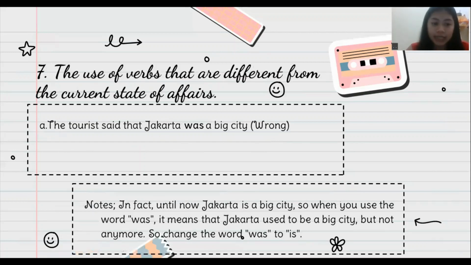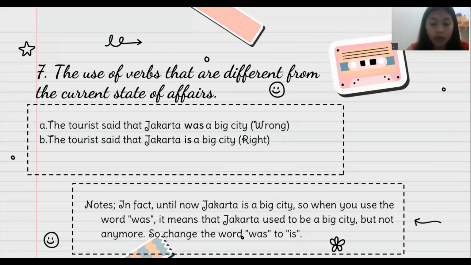Number 7 is the use of verbs that are different from the current state of affairs. For the example is, "The tourist said that Jakarta was a big city." This sentence is wrong, and for the right sentence is, "The tourist said that Jakarta is a big city." Because, in fact, until now Jakarta is a big city. So, when you use the word was, it means that Jakarta used to be a big city, but not anymore. So, change the word was to is.